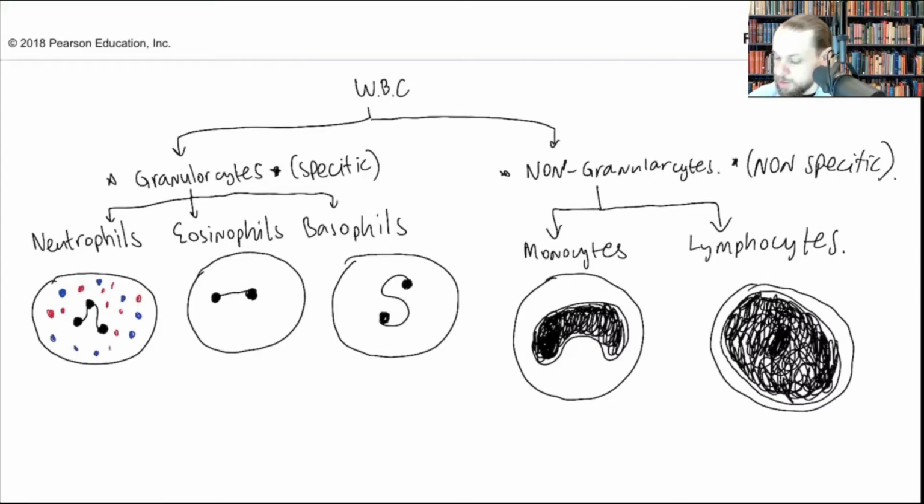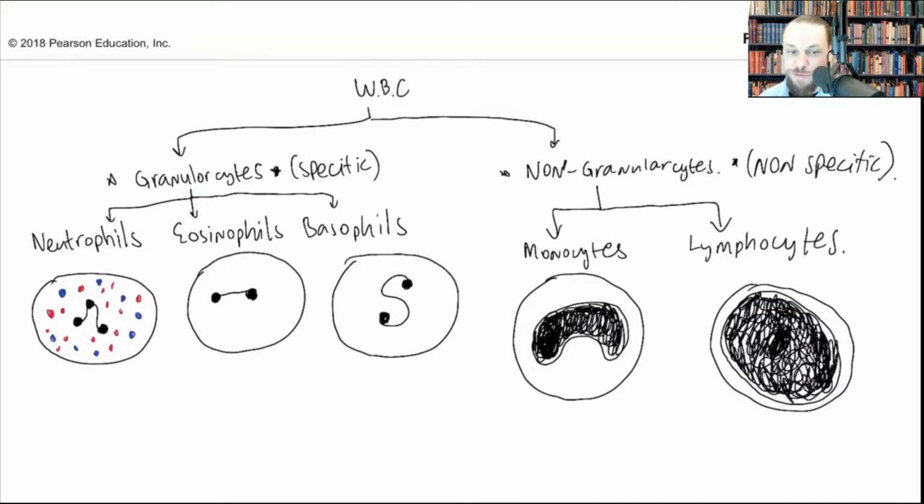So the ones that take on the red color, we call them acidic color, right? Or eosinophilic. So red color loving is eosinophils. Red color is also acidic color. The blue color, B for blue, B for basic. So blue color is basic dye, and that's basophilic dye.